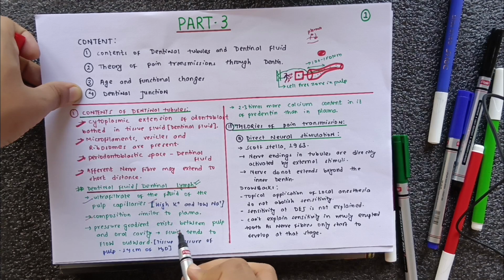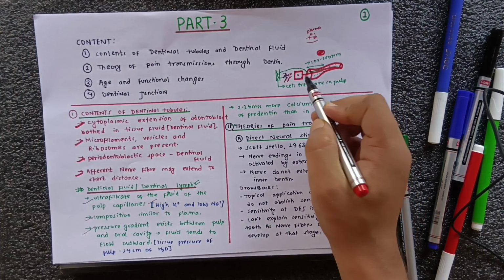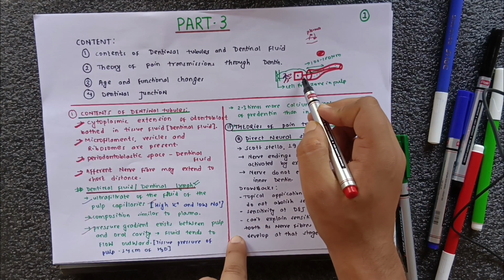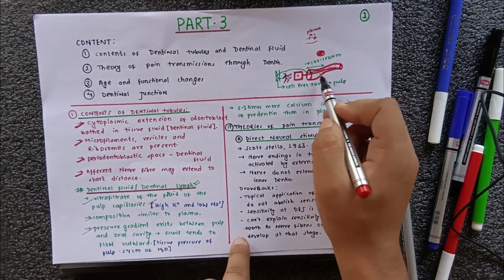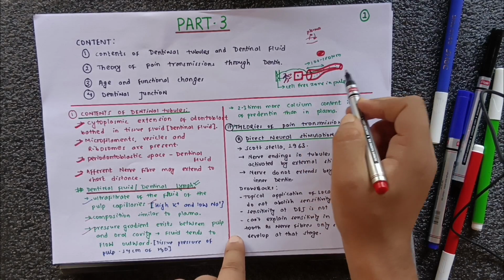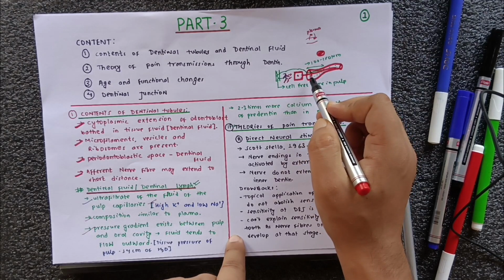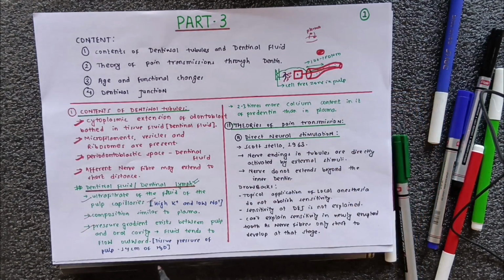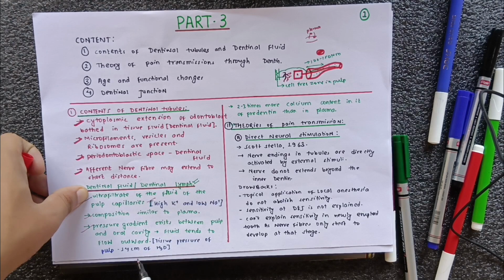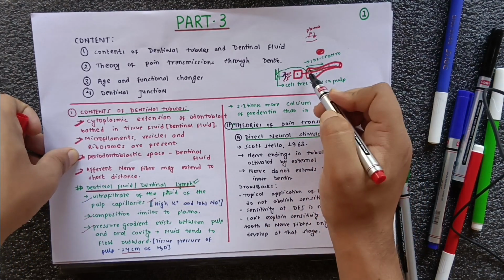A pressure gradient exists between the pulp and the oral cavity, and the fluid tends to flow outward. This is important here. As I have told you, the odontoblastic process arises from the odontoblast and enters into the dentinal tubule. The pressure inside this tube is higher towards the pulpal side and lower towards the dentino-enamel side, so the dentinal fluid tends to move outward. I have written here that the tissue pressure of the pulp is 14 centimeters of H2O.